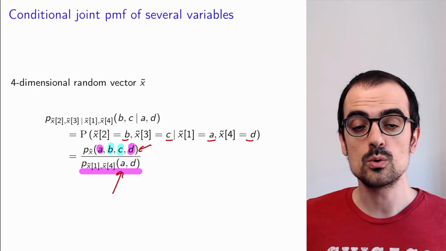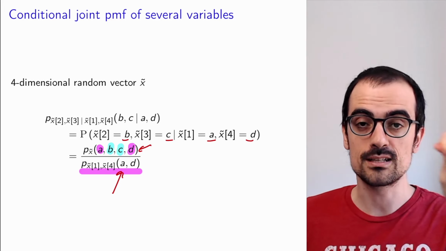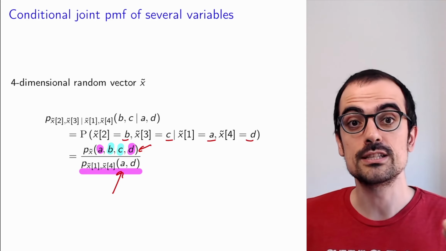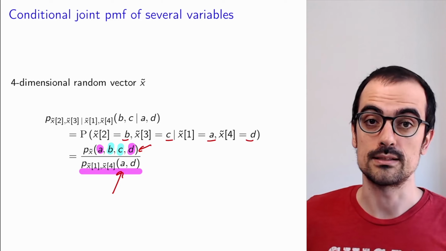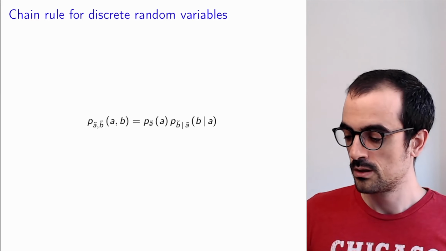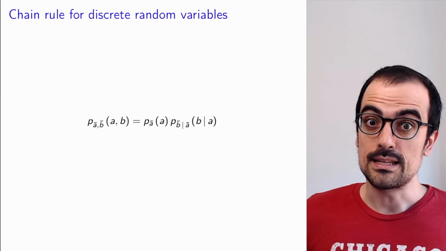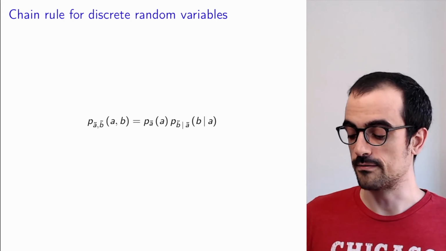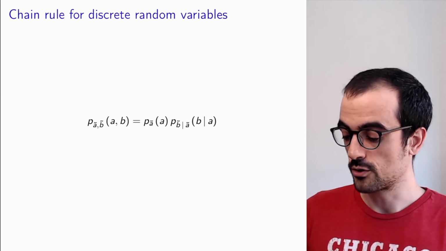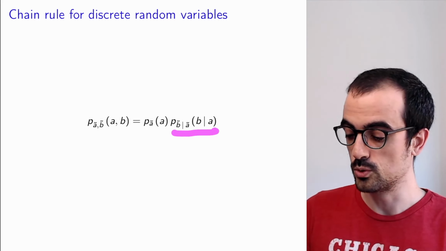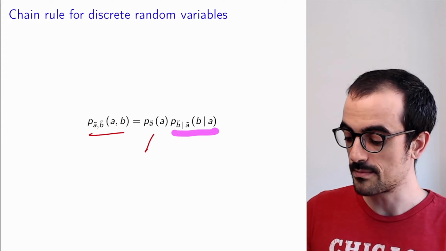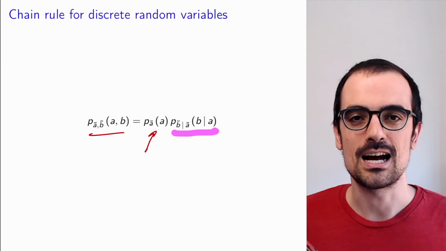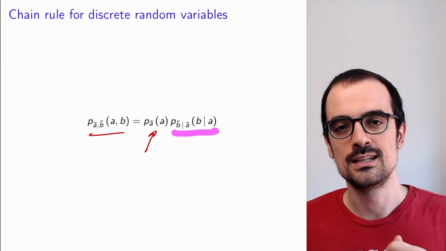In general, we put the joint PMF, we fix the values that we're conditioning on, and then we have to divide by the joint marginal PMF of those values so that things are normalized. By definition of conditional PMF, we get a chain rule for discrete random variables. Because the conditional PMF is equal to the joint divided by the marginal, we can put the marginal on the other side, and we get that the joint is equal to the marginal times the conditional.